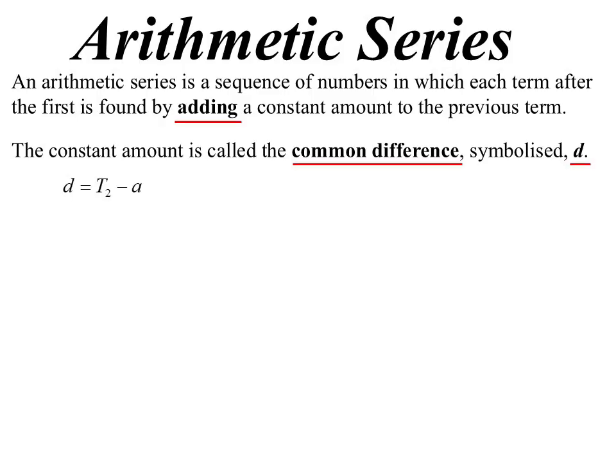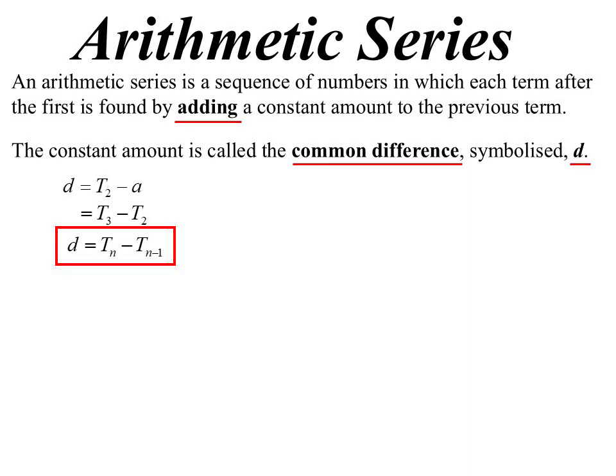So that common difference I could work out: if I had the second term, I just subtract the first term and that would tell me what the common difference is. Or if I had the third term, I could subtract the second term. It'll tell me what the difference is. In fact, I could pick any term I like, as long as I've got 2 consecutive ones, and I can subtract them and get the common difference.